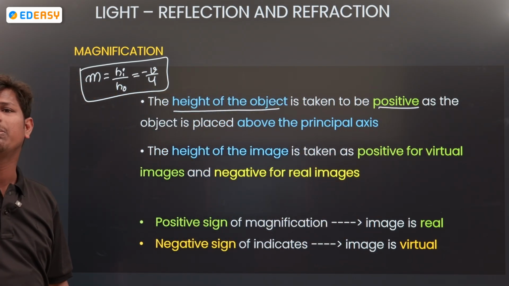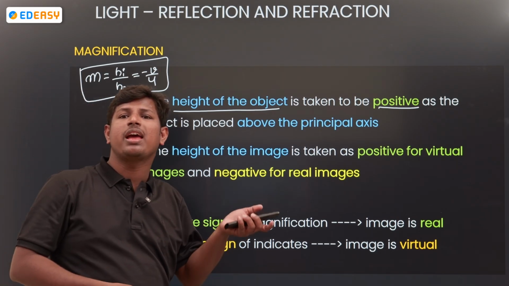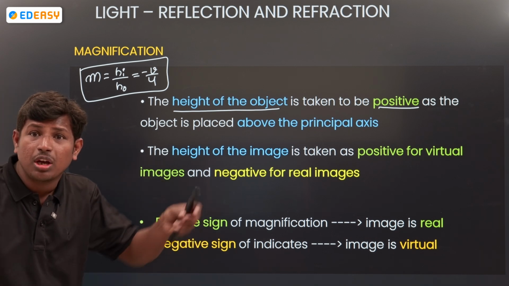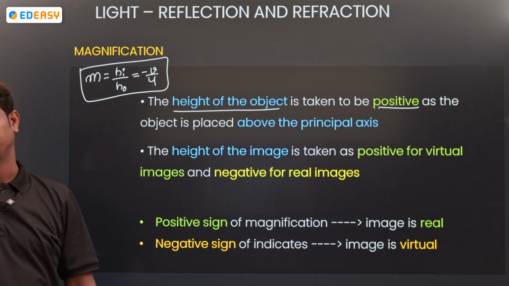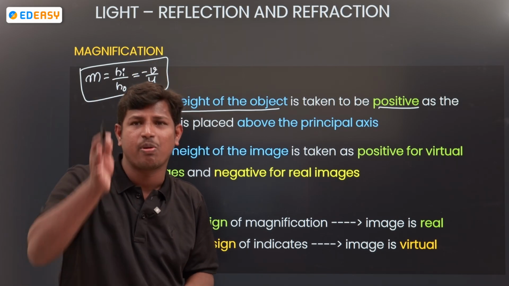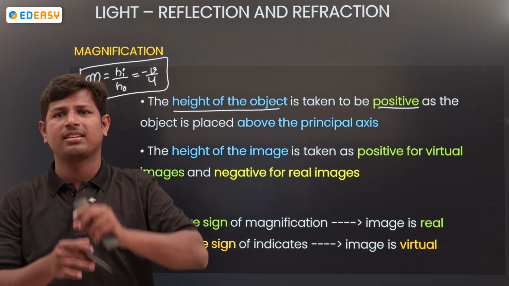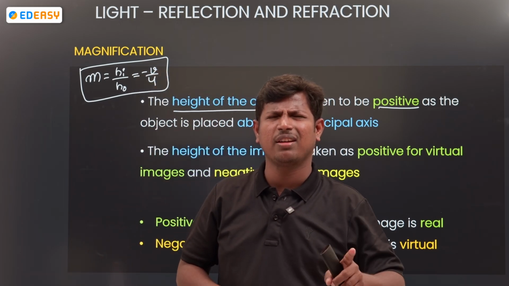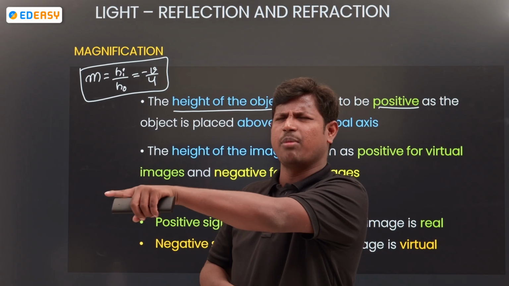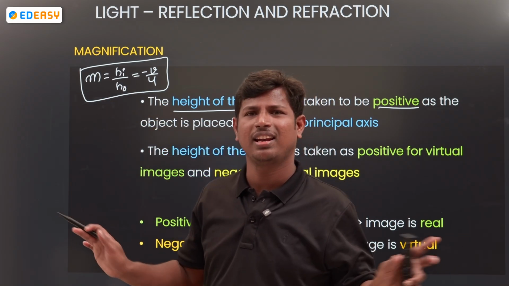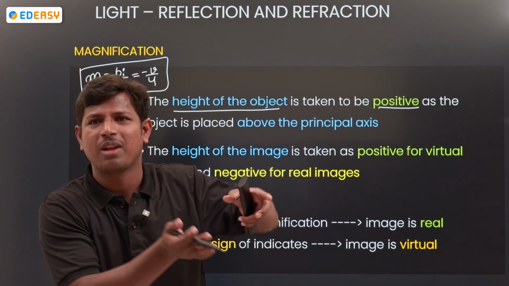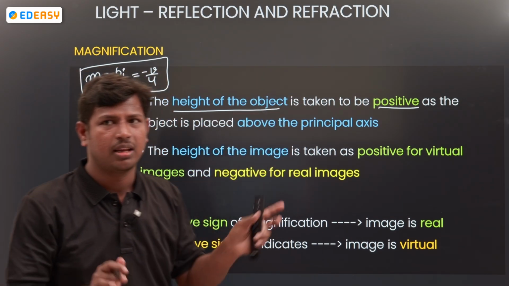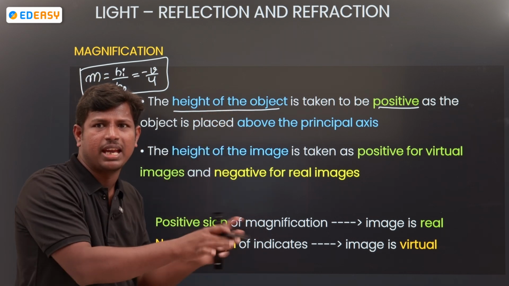When we take the object height, will it be positive below the principal axis or above the principal axis? Above the principal axis is positive, below the principal axis is negative. Remember the point. Even in sleep, if anybody asks whether the object height is positive or negative, you have to check whether it is below or above the principal axis. Above the principal axis positive, below the principal axis negative. Remember it blindly.